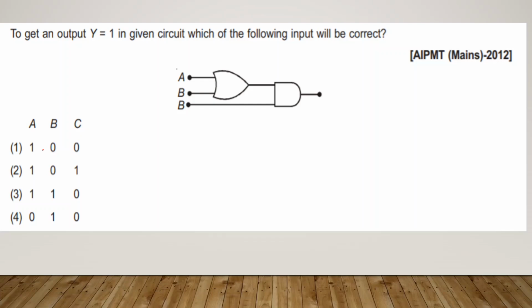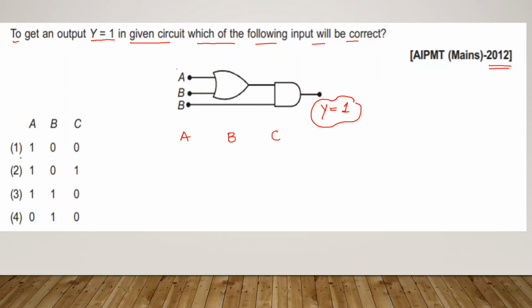Now, the All India Pre-Medical Test 2012 question. See here, he has given a question to get an output y equals 1. He wants this output y equals 1 in the given circuit. From this circuit, which of the following inputs will be correct? How many inputs are there? Here there are 3 inputs: A, B, C.